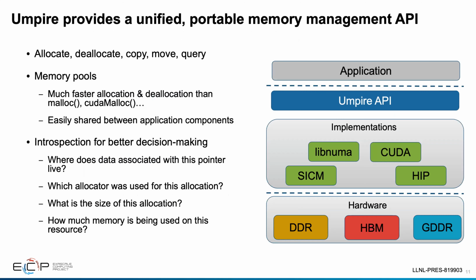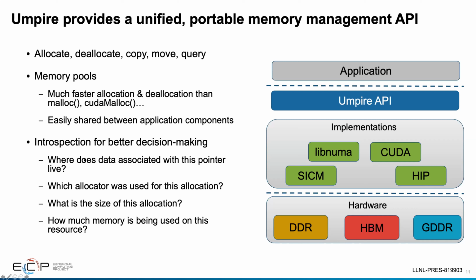So under CHAI sits Umpire, as I mentioned. Umpire is there to perform the memory allocations, to perform the moving, the copies, or whatever it may be. So Umpire has really unique capabilities. You can construct memory pools. So with a memory pool, this enables you to draw memory faster than, say, using malloc and CUDA malloc. And this is a neat tool for sharing memory between different application components.